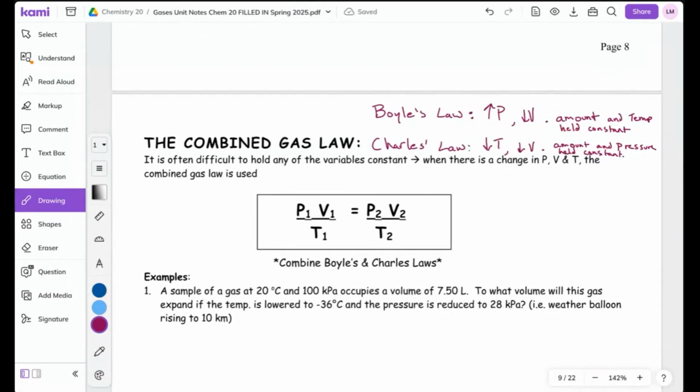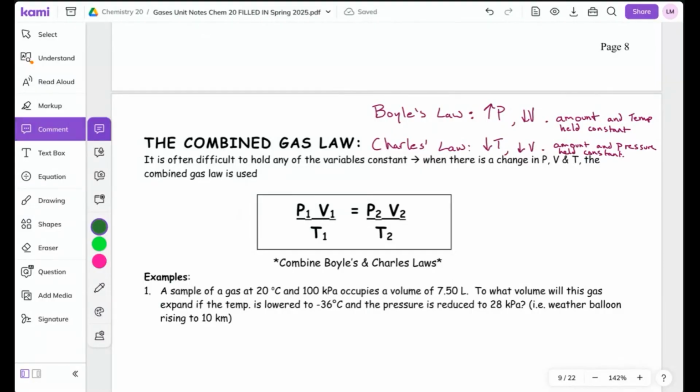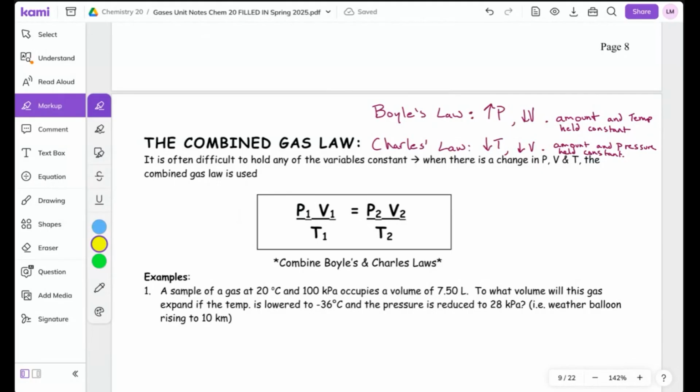Now, the reason why the combined gas law exists is because it's often difficult to hold any of the variables constant when you're trying to do experiments. So typically when there is a change in pressure, volume, and temperature, we're going to be using the combined gas law, which is this law right here. P1 V1 divided by T1 is equal to P2 times V2 divided by T2.